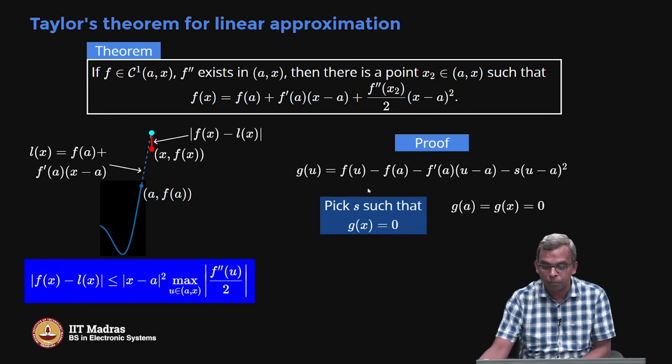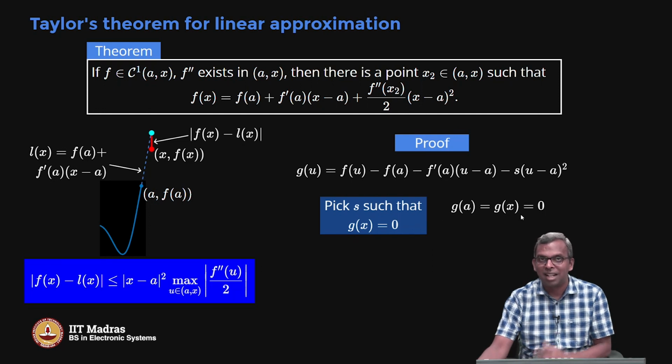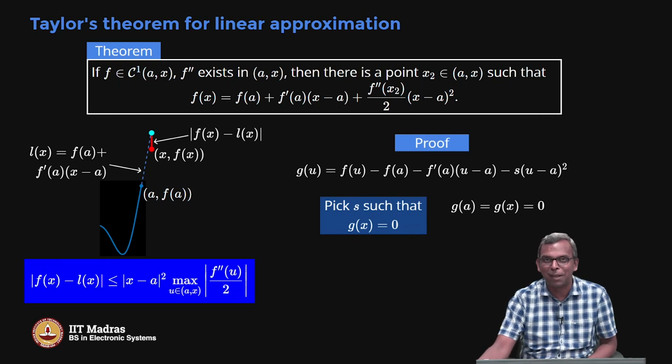First thing is g of a is 0. You put u equals a, you get 0, right? And g of x is also 0. Why? I picked my s like that, right? Okay, I still have to show s has this form. I haven't come there yet, but I picked only s in this fashion. g of a equals g of x equals 0.